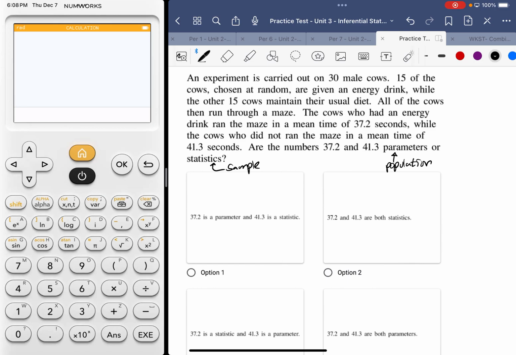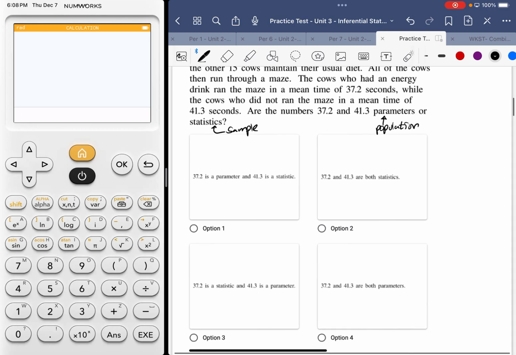But in this case, they didn't tell us anything about what would be typically the case for a cow on average. Right? So if they said something like, an experiment is carried out on 30 male cows, which is a sample of a population whose average time through a maze is this, then that would be a different story, but that's not what they said. So any instance in which they said parameter, we toss.